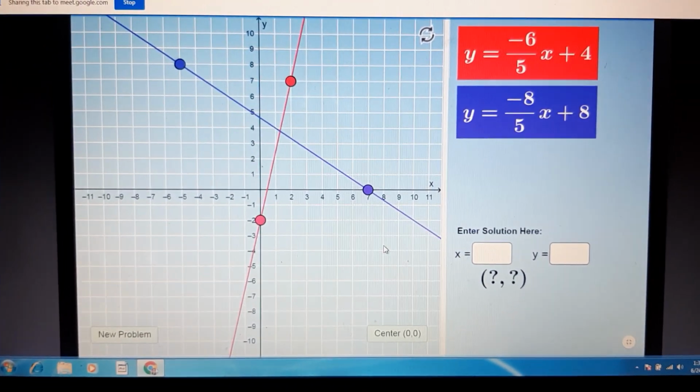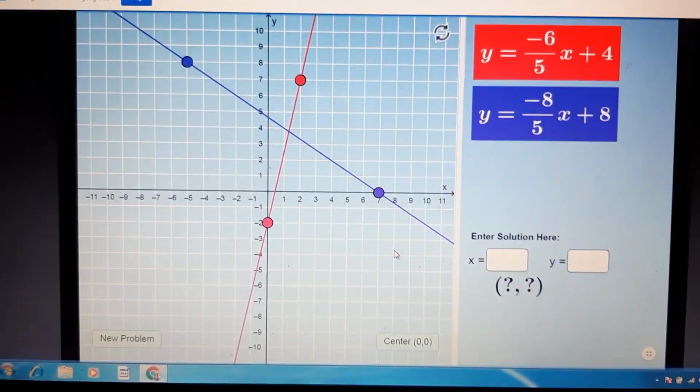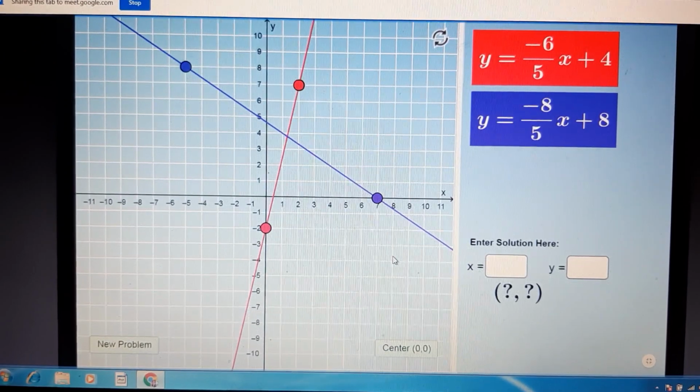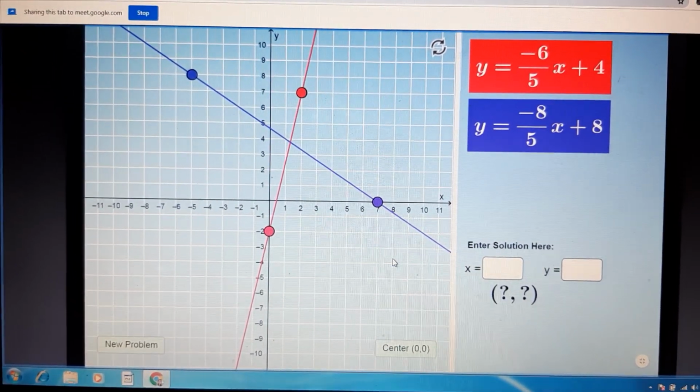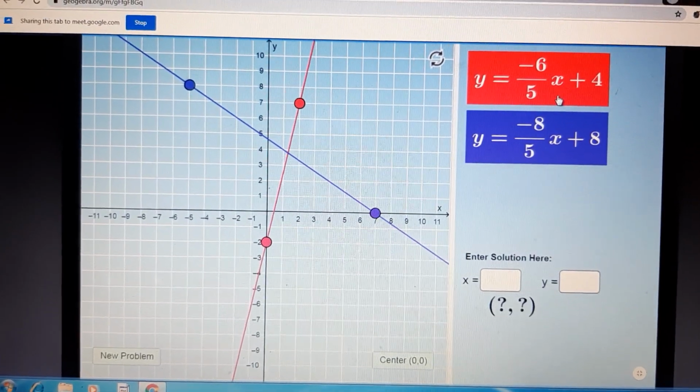Okay, so the topic for today is the system of linear equations in two variables. So here we have two equations, the red one and the purple one. The equation for the red line is y equals minus 6 by 5 x plus 4.